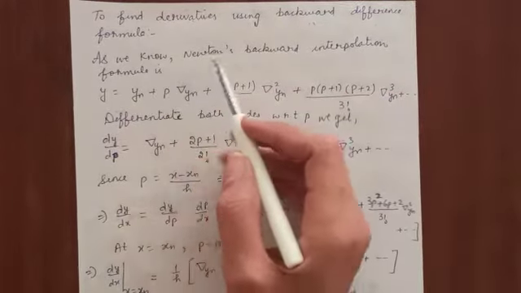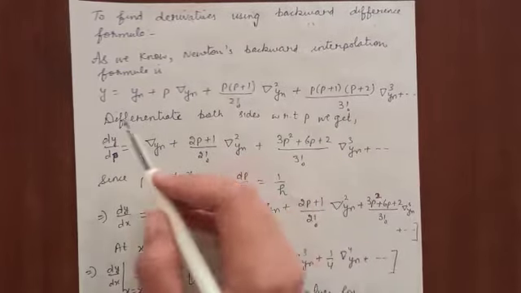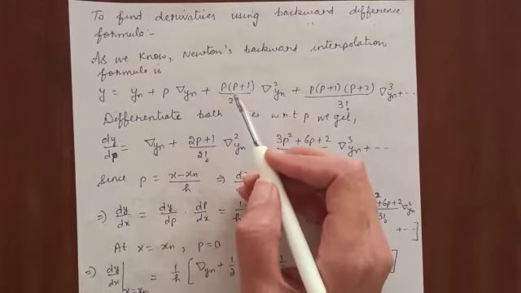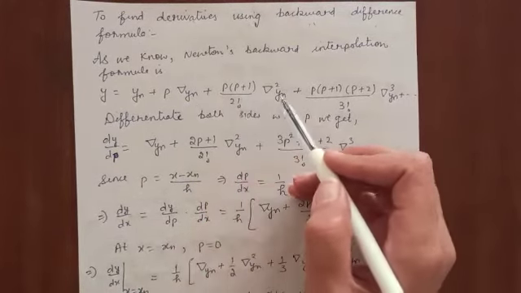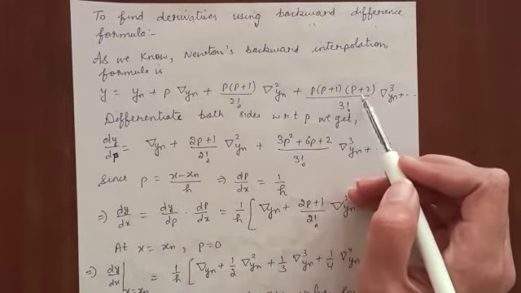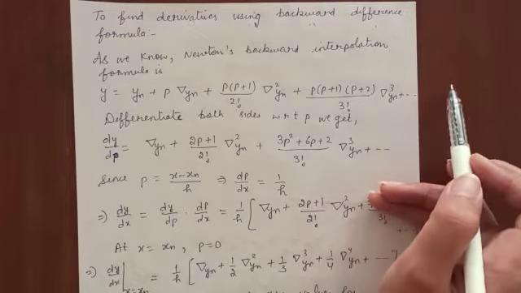As you all know, Newton's backward difference formula is this one: y equals yn plus p delta yn plus p(p+1)/2 factorial delta square yn plus p(p+1)(p+2)/3 factorial delta cube yn, and so on.